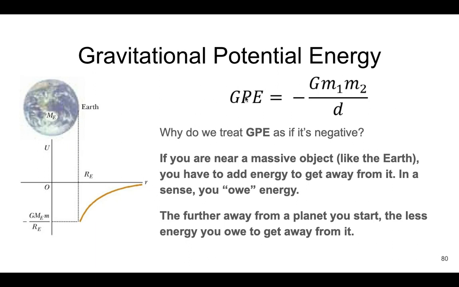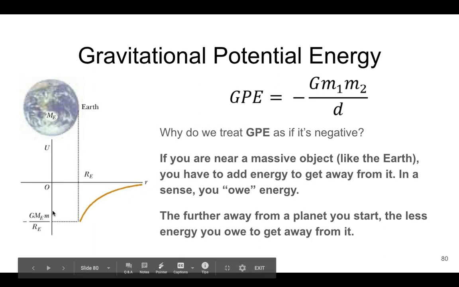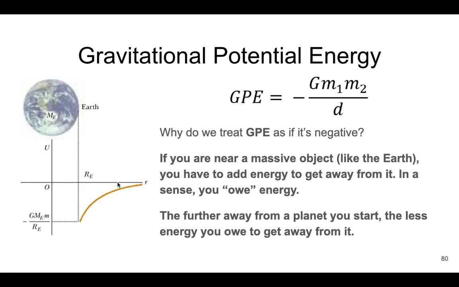So here's a graph showing us GPE as a function of distance. If you're on the surface of the Earth, you owe this amount of GPE. You have this fairly large negative number of GPE. If you're starting further and further away, the gravity of the Earth isn't affecting you as much, so you owe less energy to get away from the Earth. So, yeah, a mathematician would say we're looking at the behavior of the function, and so would a physicist for that matter.